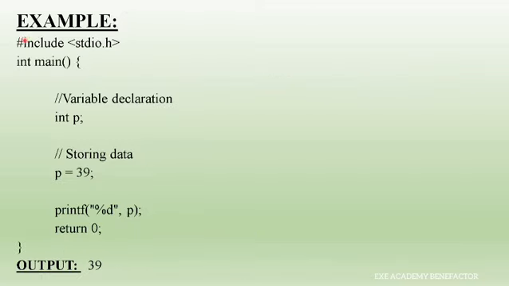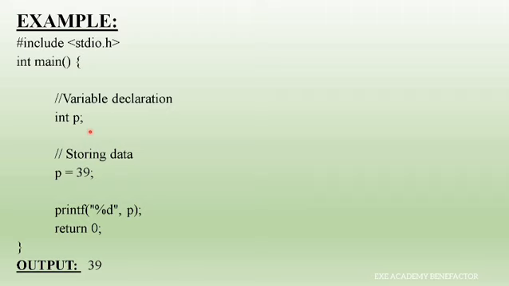So let us see the example. First, #include <stdio.h> means it is the input output library that we use in the program. Next is int main. Main is the function which tells us that the execution of the program starts from here. Next we do the variable declaration, that is int p; Integer is a data type.